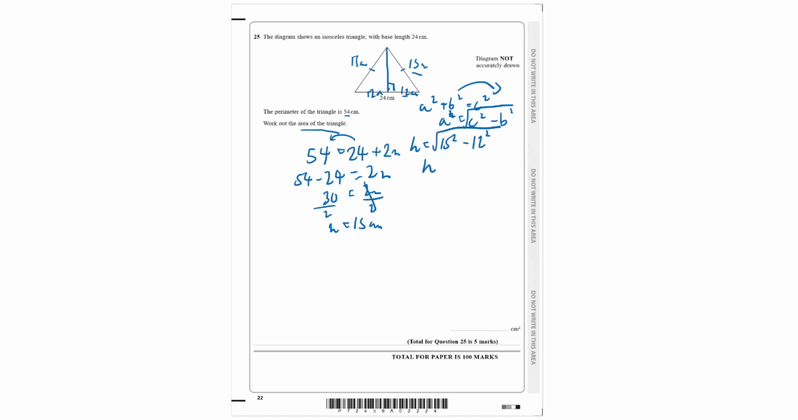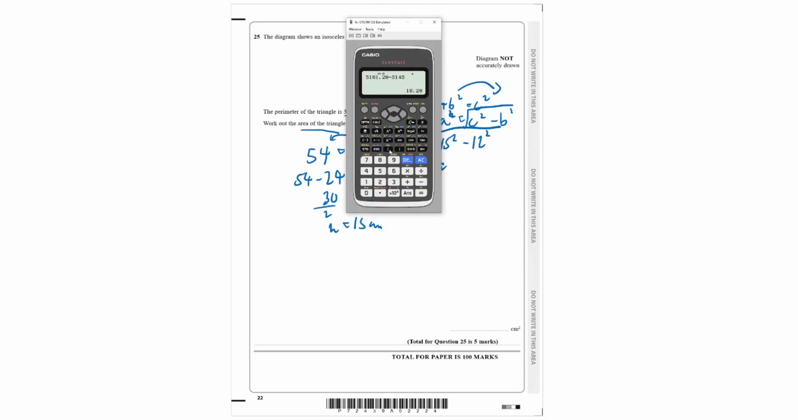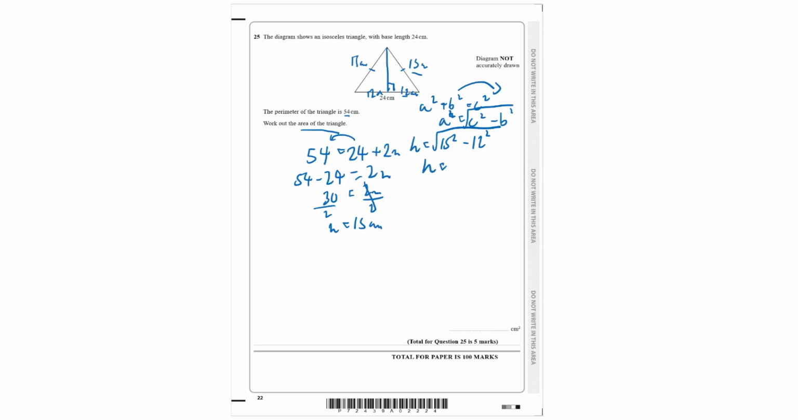square root. And now we can use our calculator here to find out what that is, which is 15 squared minus 12 squared gives us 9. So the height is 9.